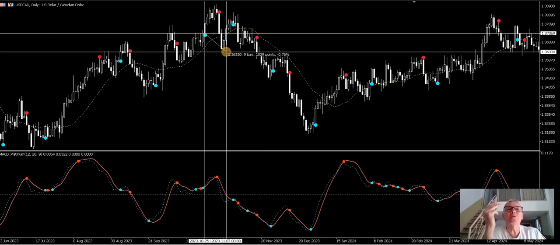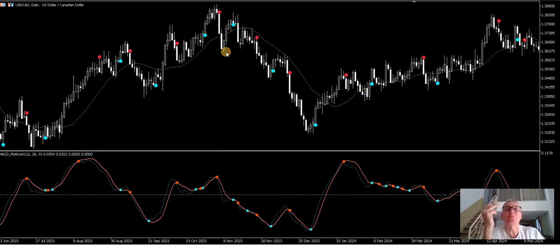It was touch and go, so it didn't recover. We take this buy here, power tool starting now, take this buy here, because now the MACD Platinum is on the wrong side of the zero level. We close the sell, take the buy. It goes down, it's a sell signal, we take the loss there.